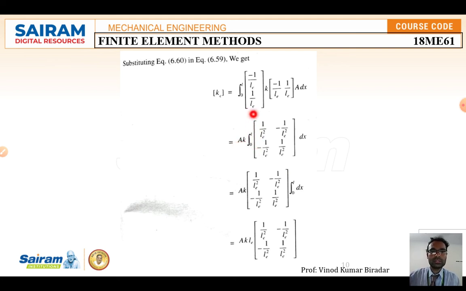Multiplying these, you get 1 by Le square, minus 1 by Le square, minus 1 by Le square, 1 by Le square. These are negative signs and these are positive signs, which you have to remember, into dx. Again, the integration of dx: AK is a constant term, so write it as it is. The integration from 0 to L of dx, which is the integration of 1, gives Le. So AK Le, write this down as it is.